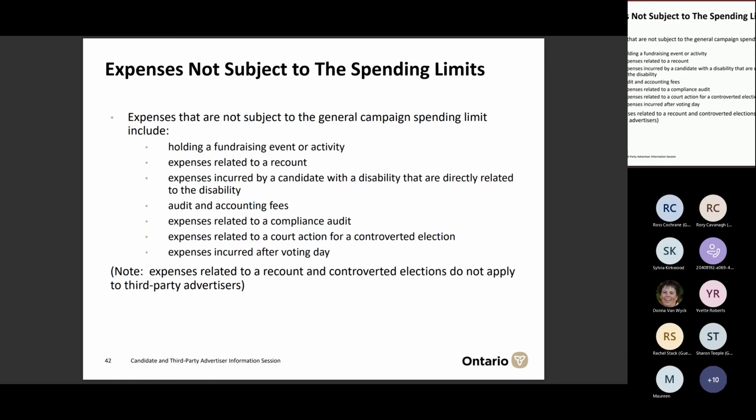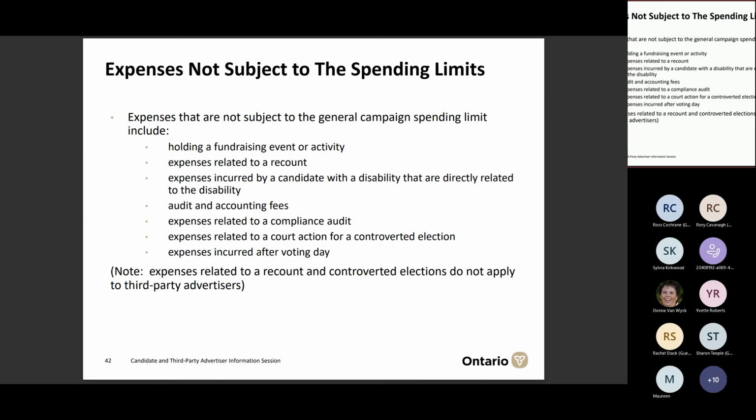So most expenses are subject to the spending limit. Those listed on this slide are not. Expenses related to fundraising functions are exempt from the campaign spending limit, but in order to qualify as a fundraising function, an event must have the raising of money as its primary purpose. Campaign events at which incidental fundraising takes place do not qualify as fundraising functions.